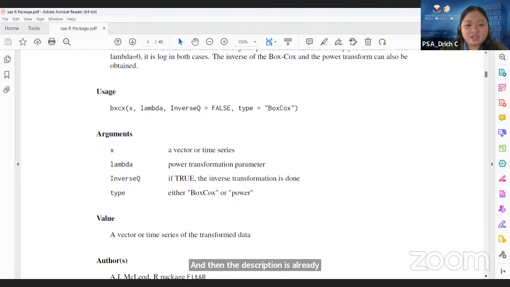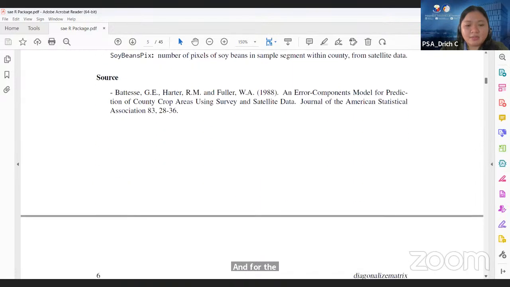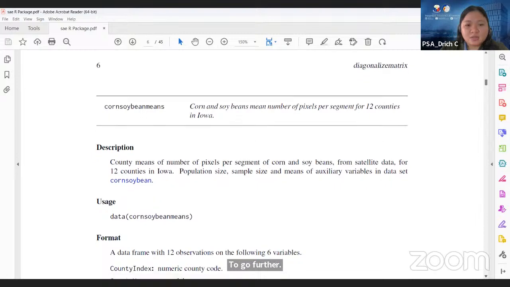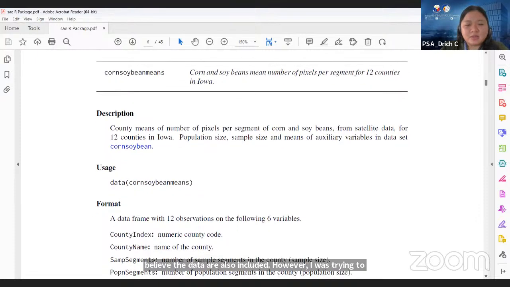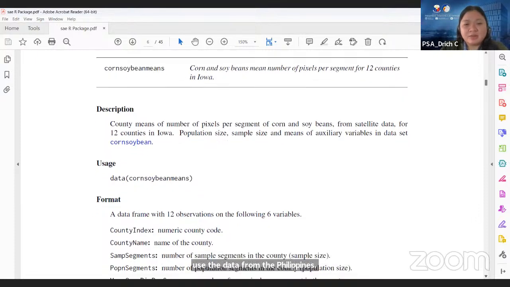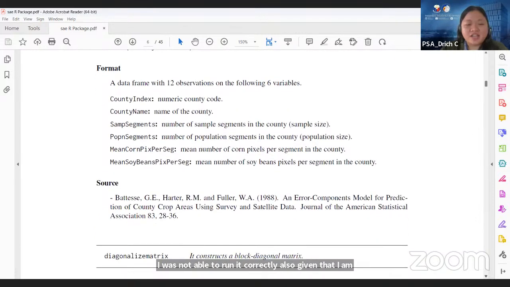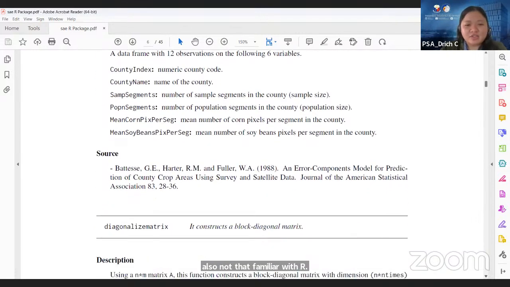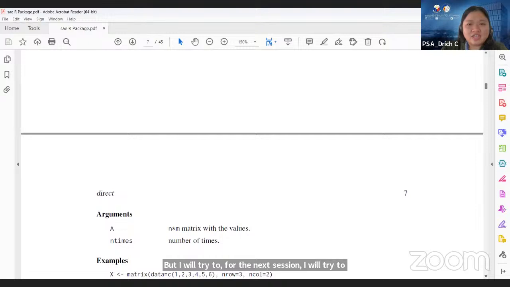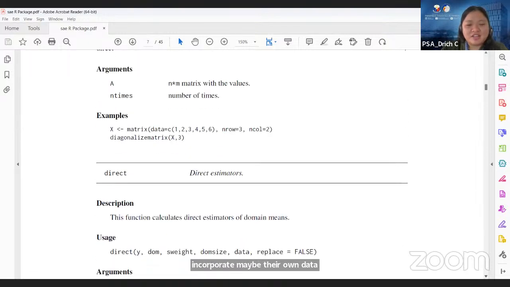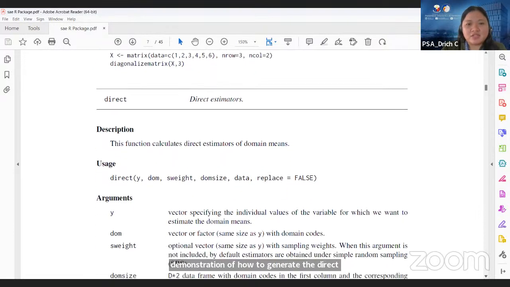And to go further, I believe the data are also included. However, I was trying to use the data from the Philippines, so maybe that's why I was not able to run it correctly. Also, given that I am not that familiar with R, for the next session I will try to incorporate their own data so I can proceed with the demonstration of how to generate the direct and the eBLUP estimates using this R package.